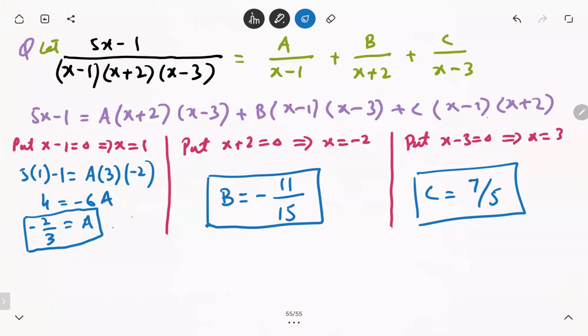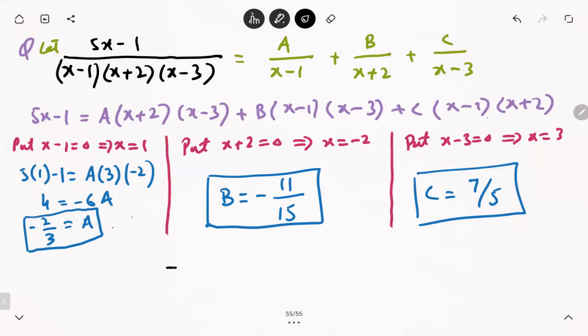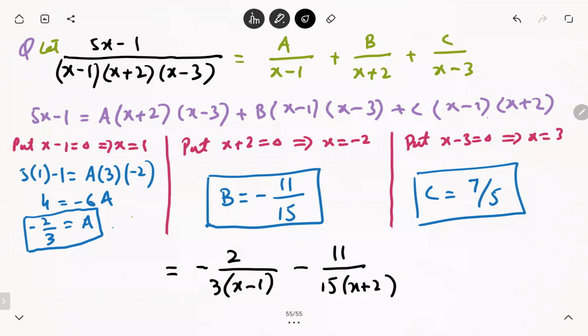a, b and c, let's write the partial fractions. So a is negative 2 by 3, how to write the answer: I will write negative 2 in the numerator over 3 times x minus 1, plus the value of b is minus, so instead of plus I will write here minus 11 by 15 in the denominator x plus 2, and the value of c is positive 7 by 5, so 7 by 5 times x minus 3.